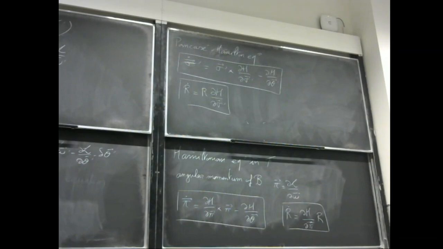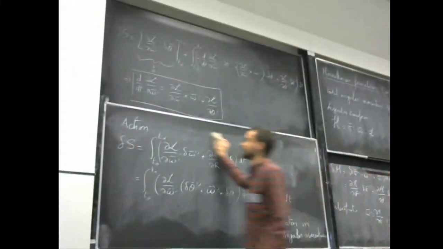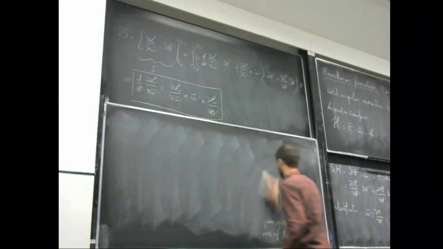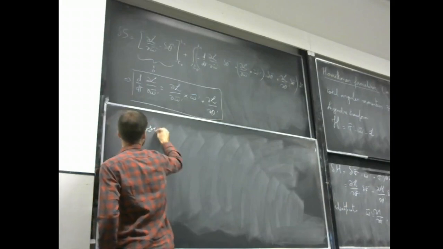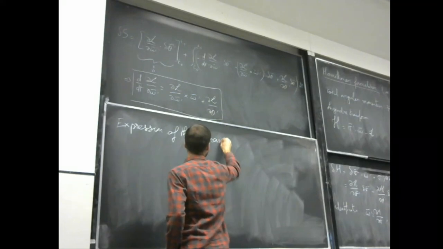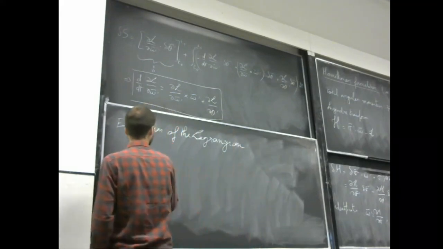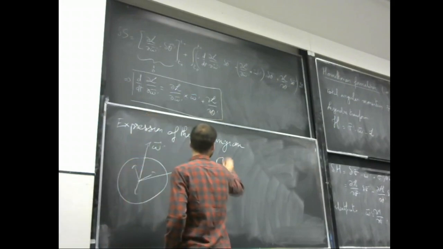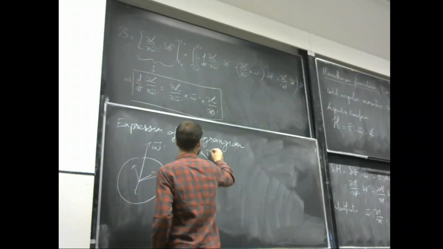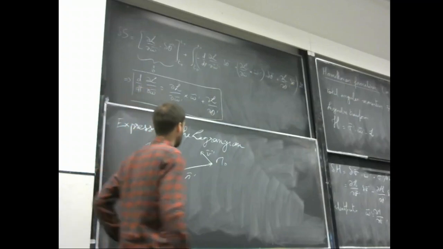Now that we have that, we have all the formalism, we can apply that to the problem that I showed you before, the rotation of a rigid body interacting with the point mass. The expression of the Lagrangian. So let me recall. So we had this M0, R prime, B prime, and so the Lagrangian, so it's T minus U.